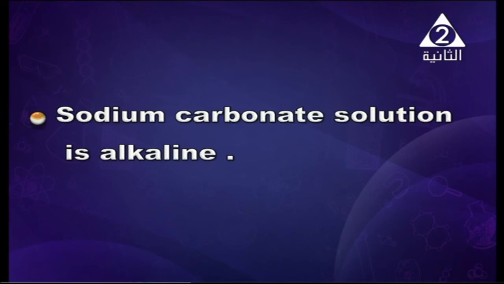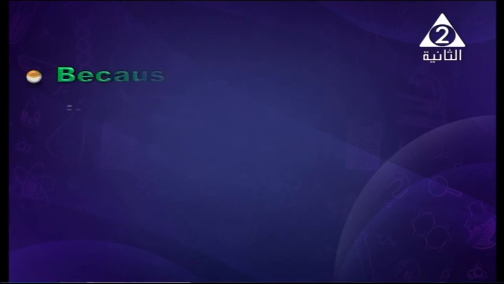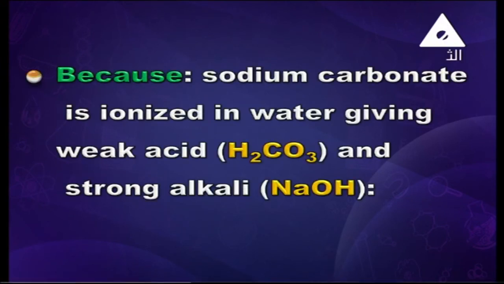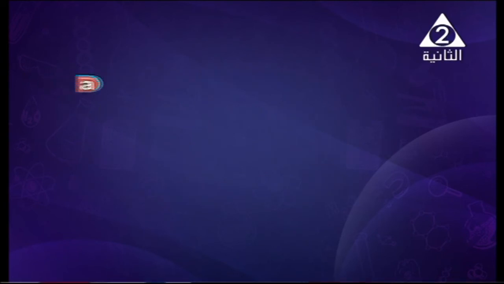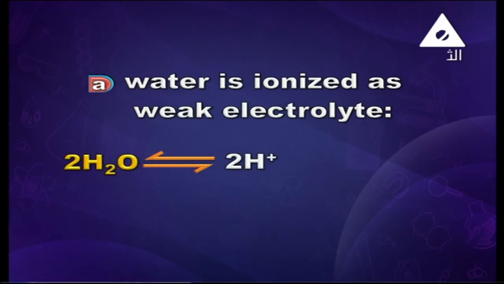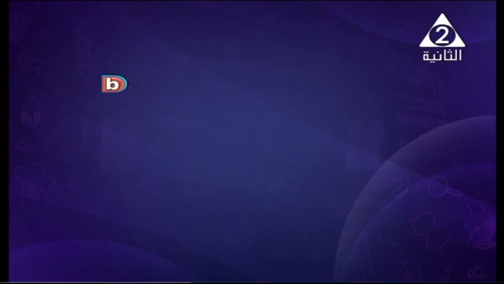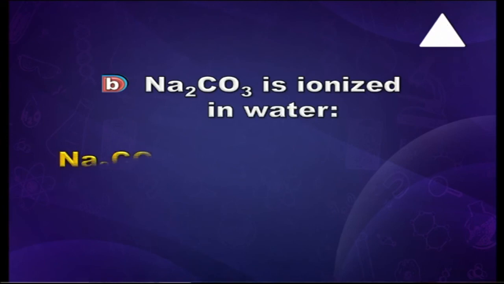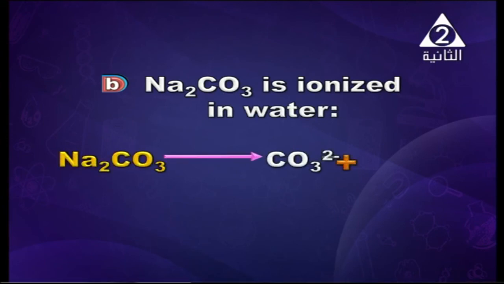The sodium carbonate solution is alkaline because sodium carbonate is ionized in water, giving a weak acid and a strong alkali, and water is ionized as a weak electrolyte. As the equation proceeds on the screen, it gives hydrogen ion and hydroxide ion, and sodium carbonate is ionized in water into sodium ion and the carbonate ion.